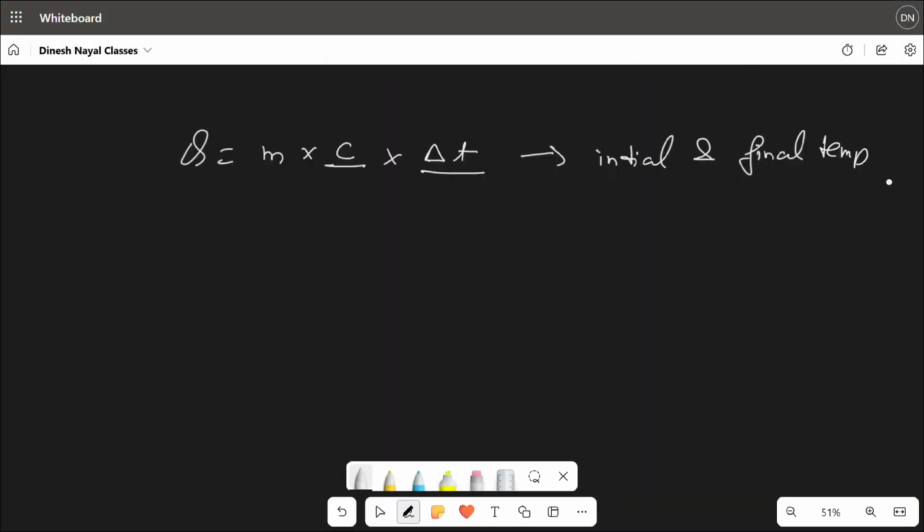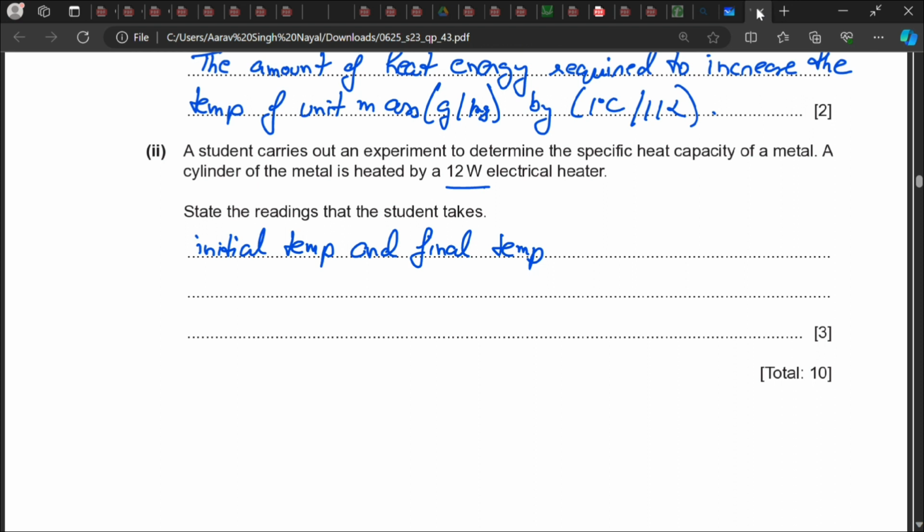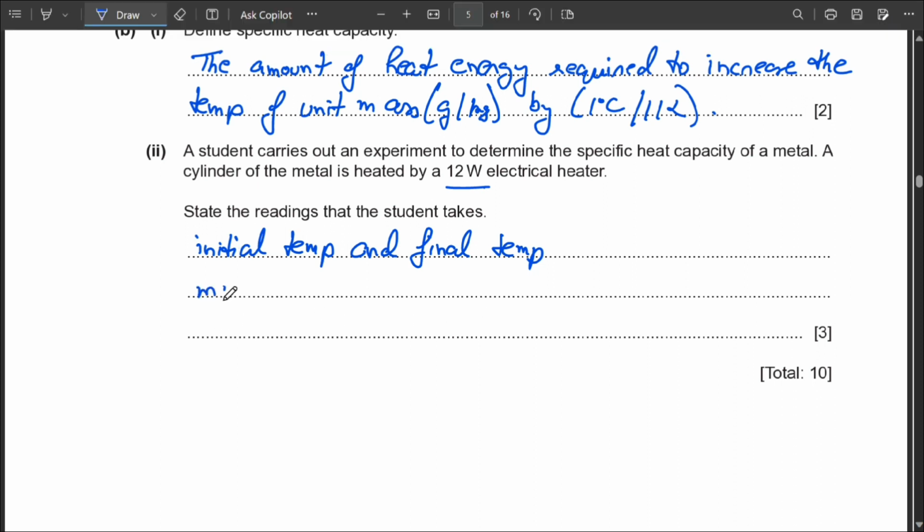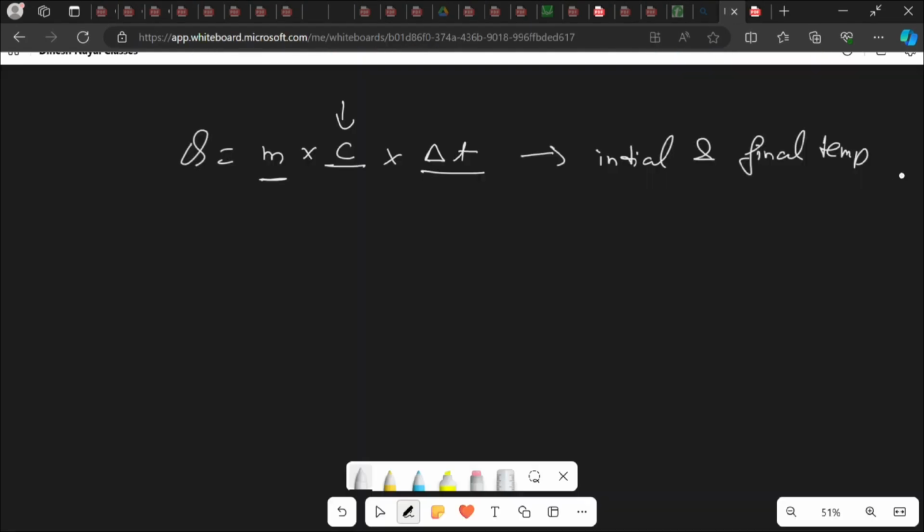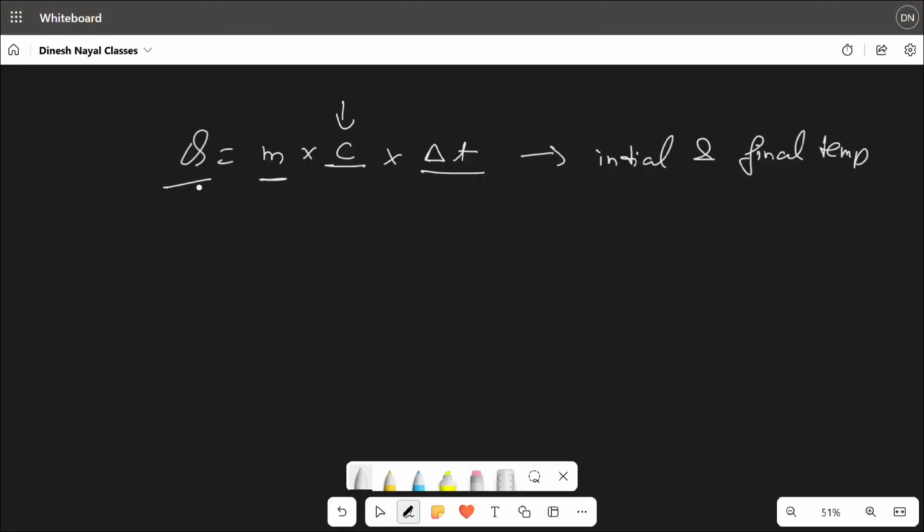Okay, now the next point. See, this is what you have to measure. And he should also know the mass. Okay, so let's write here mass. So he should know the mass. And what else? What else is that Q. See, Q is the heat energy. Okay, we know that we have given a heater of 12 watt. We know that power is energy by time. Okay, so for Q, power is given to us.